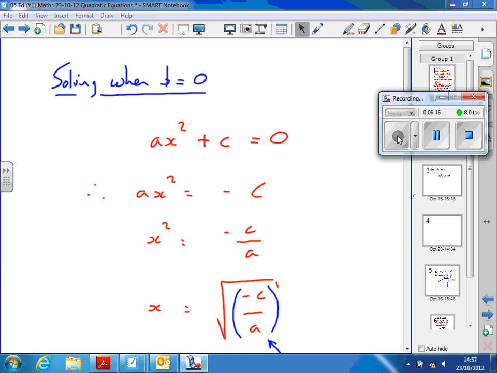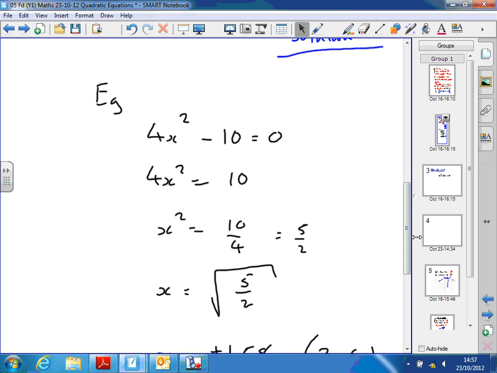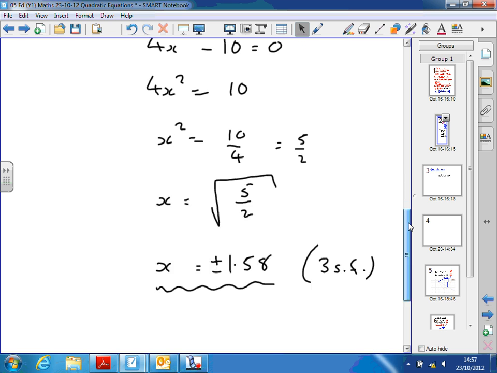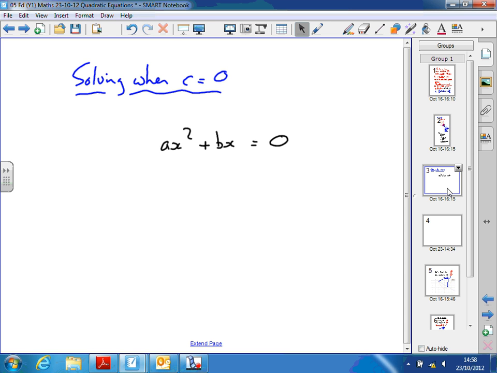So when b equals 0, it's easy to do. You just solve it as an ordinary equation. You get x squared on its own and then square root, remembering that once you've square rooted, the answer is positive or negative. Now let's look at the case when c is 0. In other words, we get ax squared plus bx equals 0. Let's look at an example of how we might cope with that.